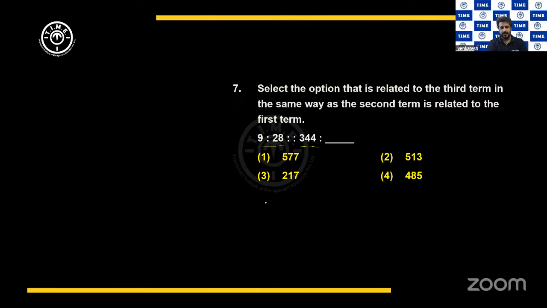This 9, I can write it as 2 cube plus 1. And this 28, I can write it as 3 cube plus 1. Proportion is to 344 is a 7 cube plus 1. 2 to 3, increase of plus 1. So 7 plus 1, 8. Now 8 cube plus 1. 8 cube is 512 plus 1, 513. Is it there in the options? Yes. So choice 2 is the answer.